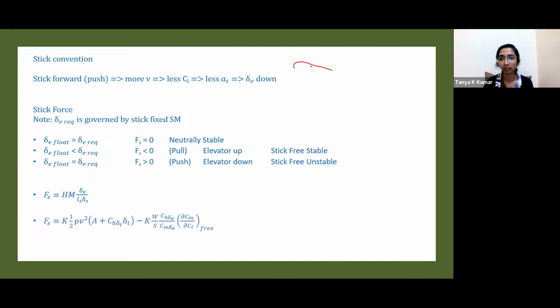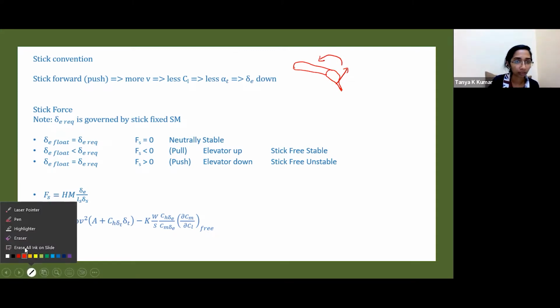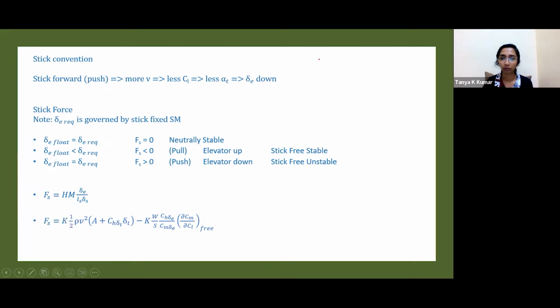So what happens? You deflect your elevator down. It produces a lift here, which produces a nose down moment. Okay, let me just draw that properly. So this is your horizontal tail. You deflect your elevator down, and it produces a lift here. It produces a nose down moment at the CG, which in turn reduces the angle of attack. Okay, how do you reduce angle of attack? You deflect your elevator down, positive deflection of elevator.